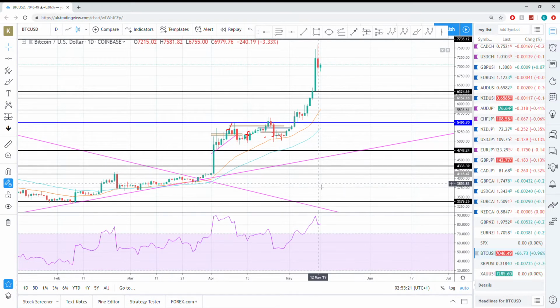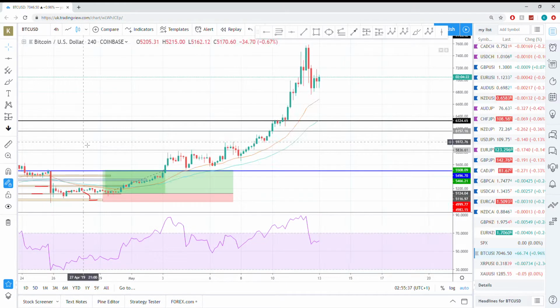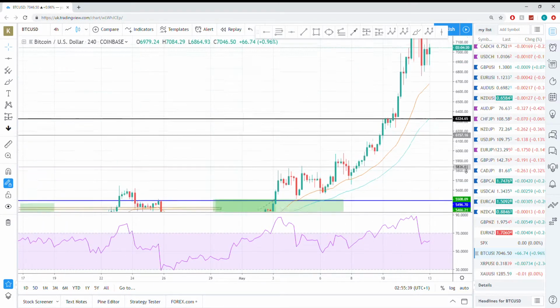We're looking at Bitcoin as of today, the 13th of May. We're going to look at the previous video analysis, take it on board, and see how we can interpret it through today's analysis and price action. So take it down to the 4-hourly candle.